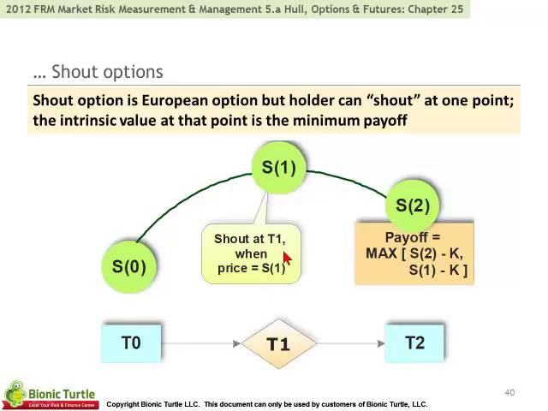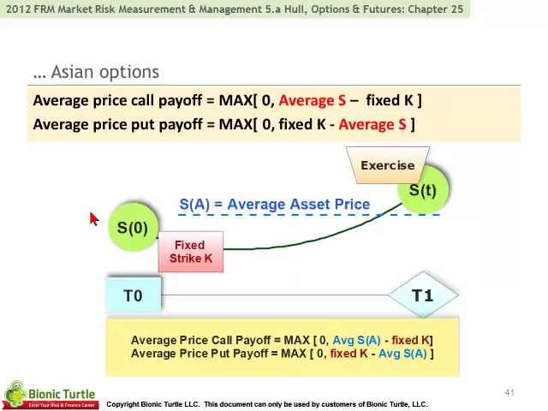So in other words, at the shout, you get to lock in this intrinsic value. That's going to be the minimum payoff. If that stock keeps going higher up to here, then you're going to get the higher payoff at the end anyway. So you get to lock in a little bit of an insurance bet there. But of course, you're going to pay for that with a higher premium.